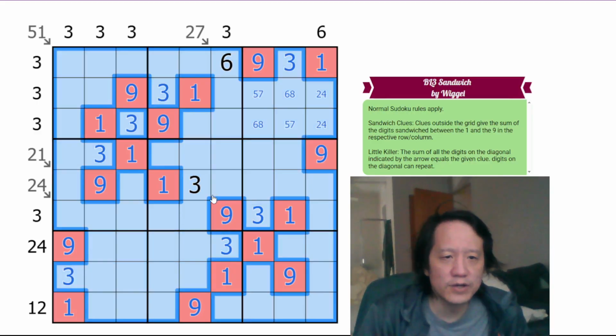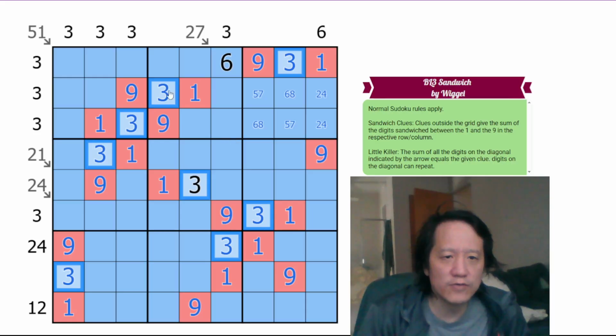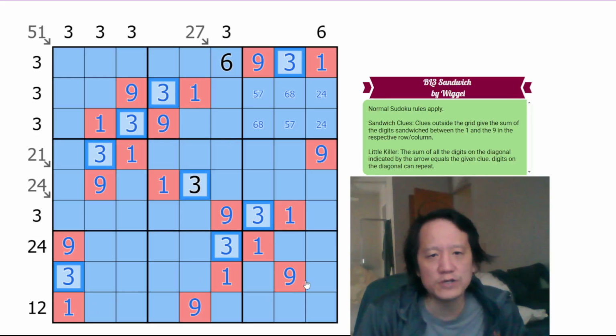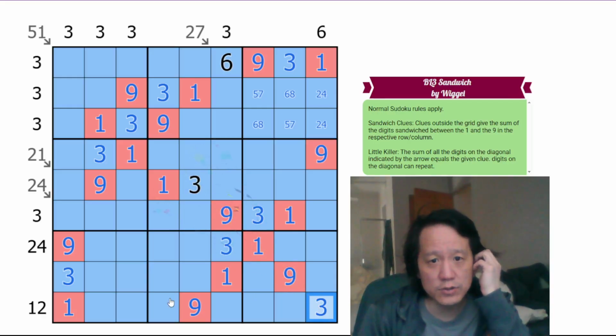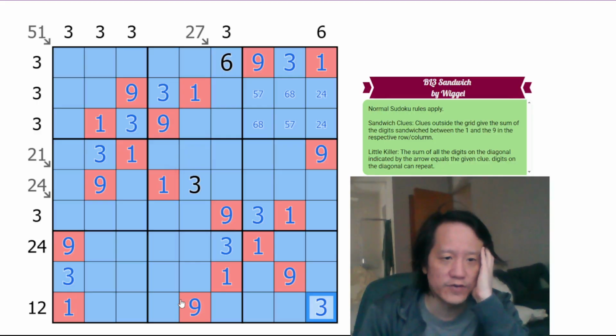Where are the 3s? We have 1, 2, 3, 4, 5, 6, 7, 8. We know where the last 3 has to be. It has to be there. That's 3 in the corner. We celebrate because we know we're close to solving it.